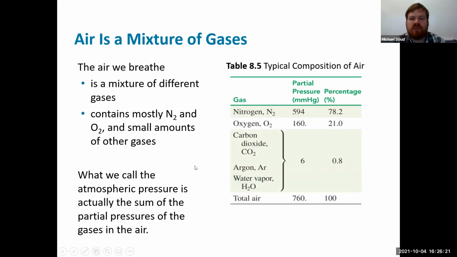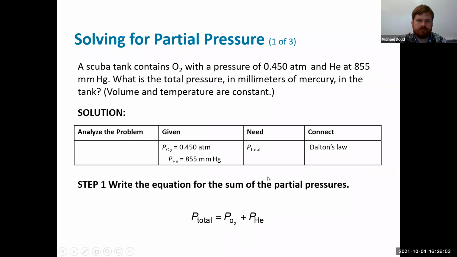Air, for example, is a mixture of different gases, mostly nitrogen and oxygen. It's 78.2% nitrogen, 21% oxygen. Then there's a small component of carbon dioxide, argon, and water vapor that will vary depending on things like the humidity, how close you are to, let's say, a very forested area, or to industrial pollution, all of that. So the atmospheric pressure that we feel is actually the sum of all the partial pressures of these gas particles in the air, the nitrogen, oxygen, and others.